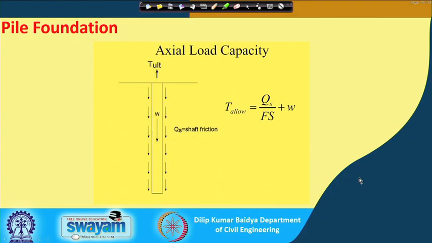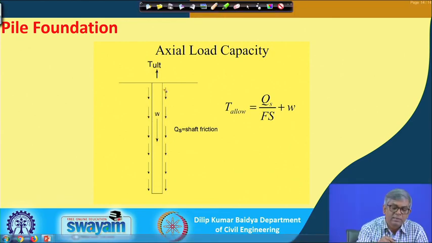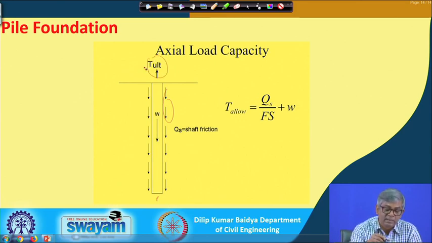I have shown earlier an axial pile, but that was for compression, and we have seen that there was a tip resistance and a frictional resistance. But a pile can also be used for uplift, that is, tension. In that case, if there is a T ultimate applied here, there is no chance of having tip resistance, only frictional resistance. The pile will be held by friction only.